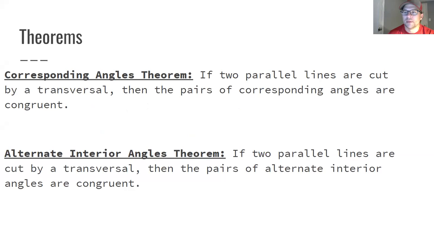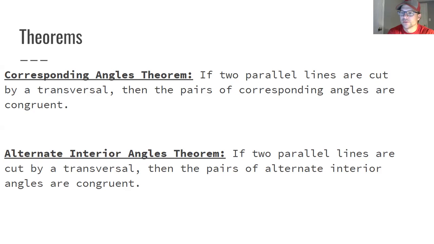So the four major theorems that involve two parallel lines that are cut by a transversal have to do with pairs of angles that are either going to be congruent or supplementary. The first set of angles created when you have two parallel lines cut by a transversal are called corresponding. Remember last time we talked about corresponding angles are the ones that face the same direction or in the same area. So those two will be congruent if your lines are parallel and they're cut by a transversal.